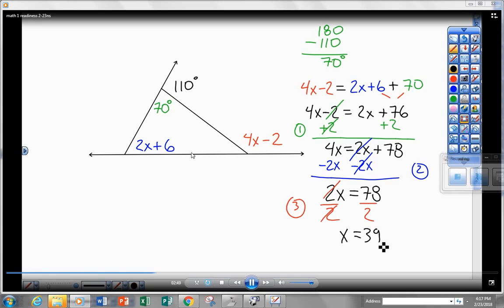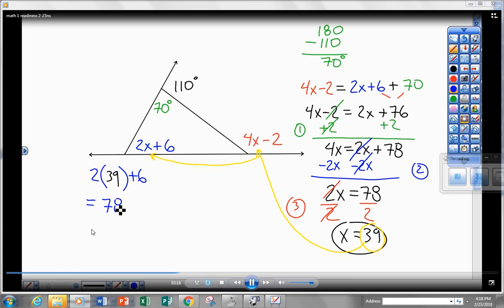But remember, I'm not asking just for x. I want you to take that value for x and plug it into both of these expressions to get the actual angle. So you're going to plug it in here and do the math, and also here. So when I plug that in, I get 2, and where that x used to be, I put in 39. I still have that plus 6. So 2 times 39 on my calculator gives me 78, I believe. Plus that 6 gives me 85 degrees. That's what this angle is right here. 84 degrees. 78 plus 6 is 84.